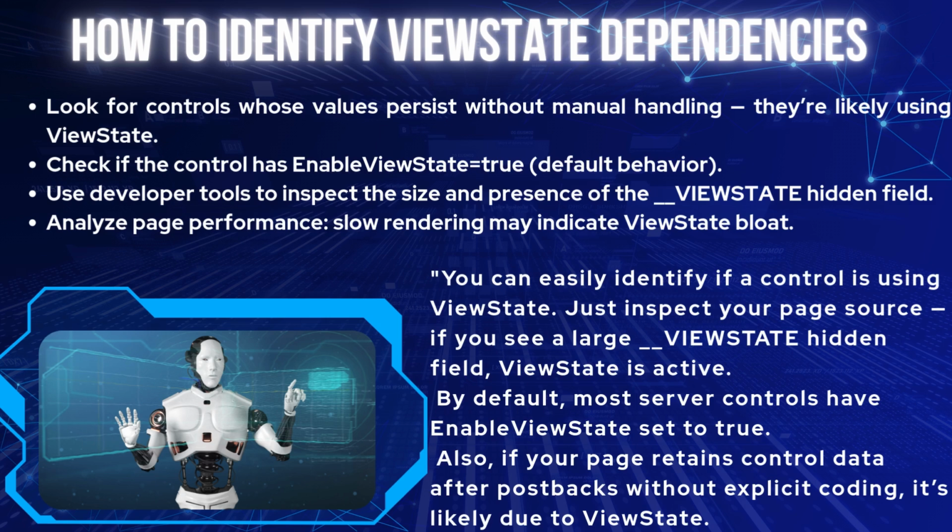You can easily identify if a control is using ViewState. Just inspect your page source. If you see a large ViewState hidden field, ViewState is active. By default, most server controls have EnableViewState set to true. Also, if your page retains control data after postbacks without explicit coding, it's likely due to ViewState.